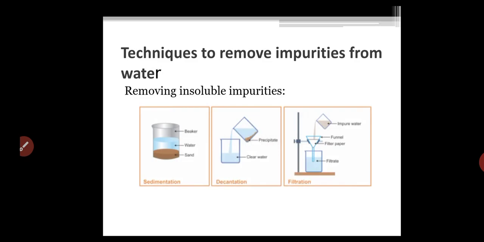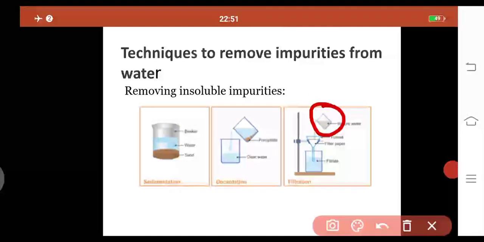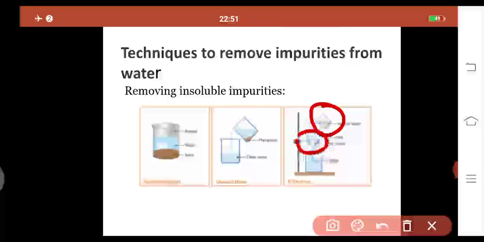As you could see over here, this is the water which has the mixture of sand, then it comes through the funnel which has the filter paper, and the water which you get is pure water.